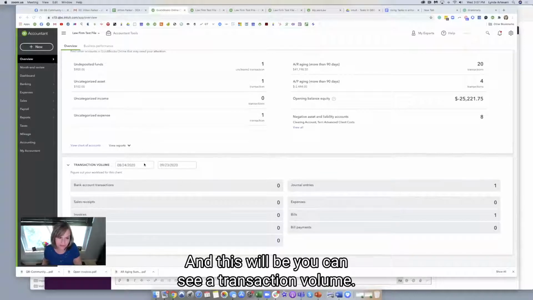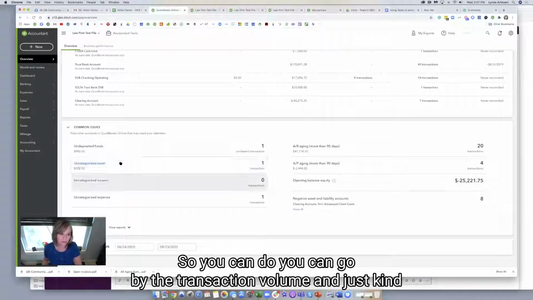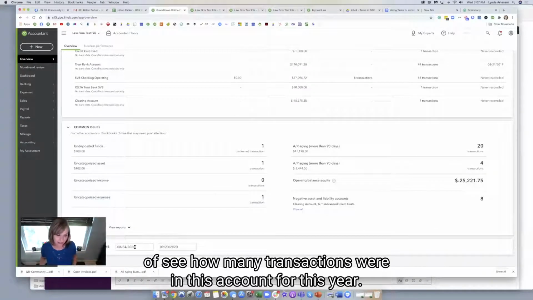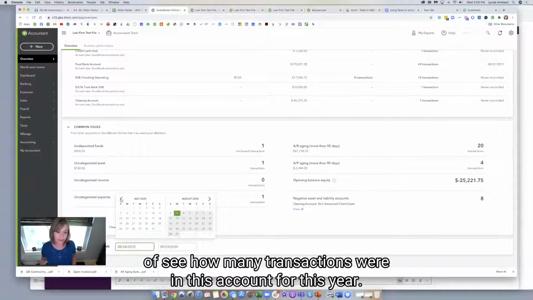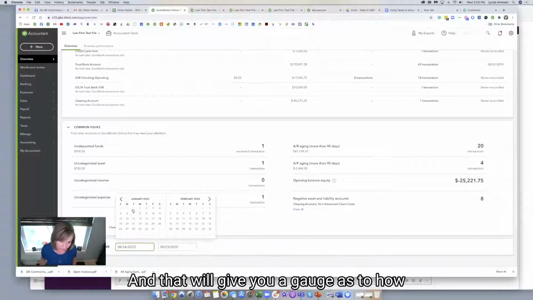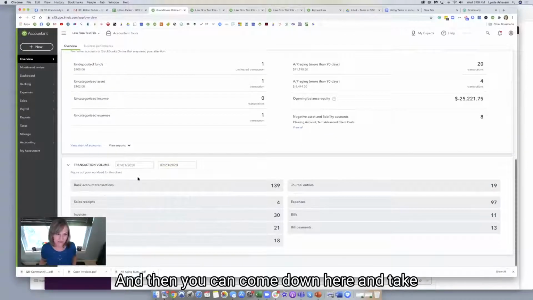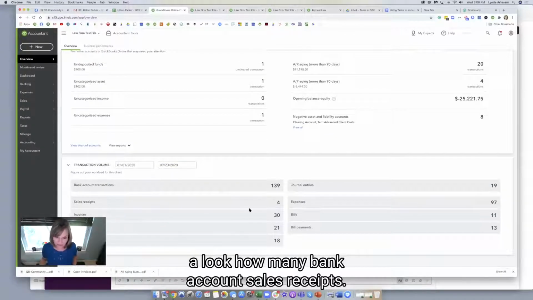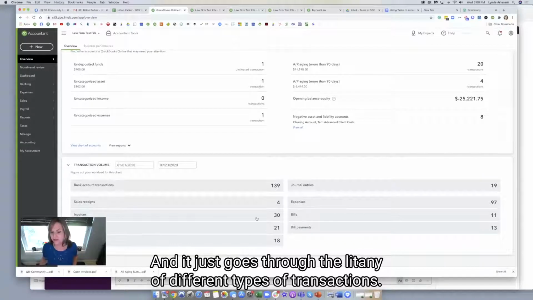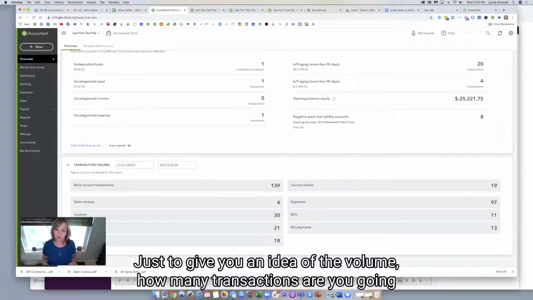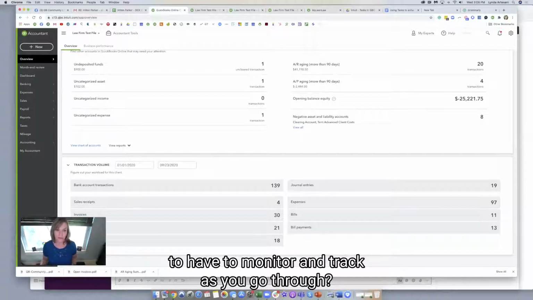And this is where you can see your transaction volume. So you can go by the transaction volume and just kind of see how many transactions were in this account for this year. And that'll give you a gauge as to how many transactions that they actually have in their books. And then you can come down here and take a look, how many bank accounts, sales, receipts, and it just goes through the litany of different types of transactions just to give you an idea of the volume. How many transactions are you gonna have to monitor and track as you go through?